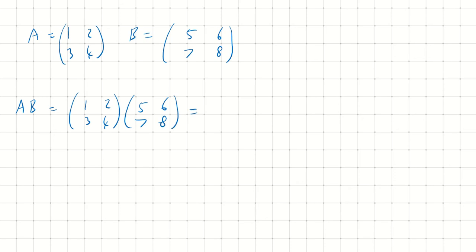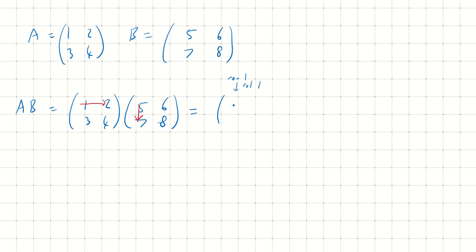Well, our answer is also going to be a matrix. In order to get the element that goes in the first row, first column of my answer, so row 1, column 1, I need to multiply the first row of A by the first column of B. That's going to give me the first row and first column of my answer.